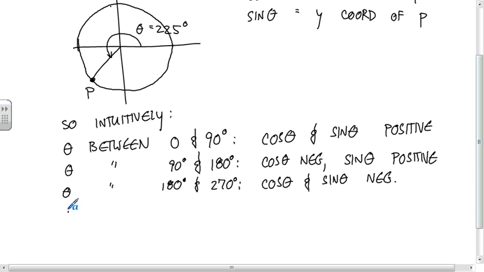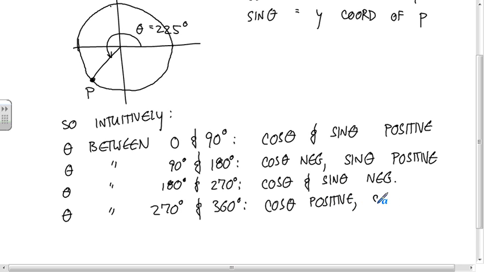And then the last one, theta between 270 and 360. What should be the sine and the cosine? So the cosine should be positive, and the sine should be negative. And that's something intuitive that you can do to make sense out of your answers.